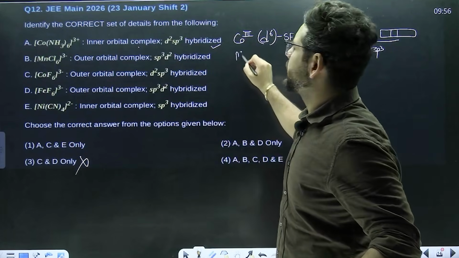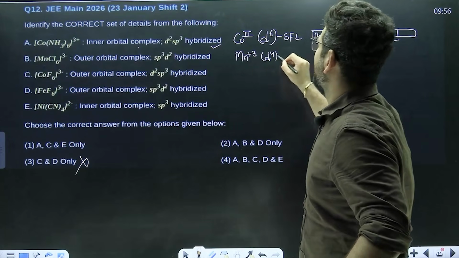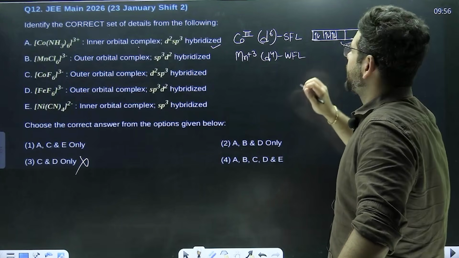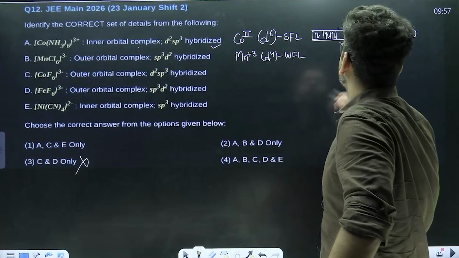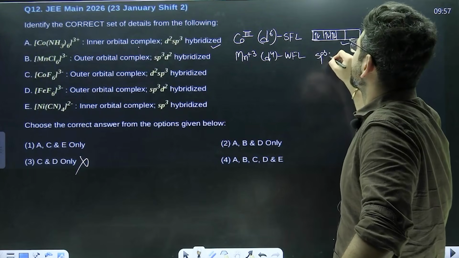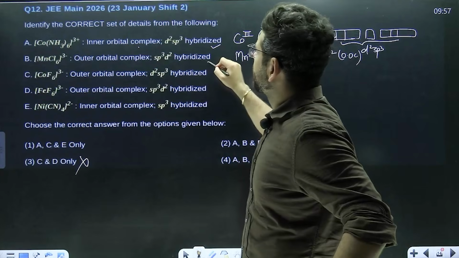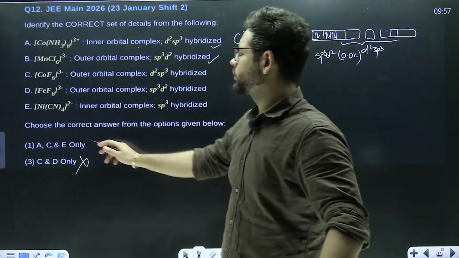MnCl6. So manganese plus 3 means D4 configuration and weak field ligands are coming. Weak field ligand means, with D4, there are no 2 orbitals vacant. It has to go for sp3d2 outer orbital complex. So it is also correct. B is correct. The first option also goes out of the picture.